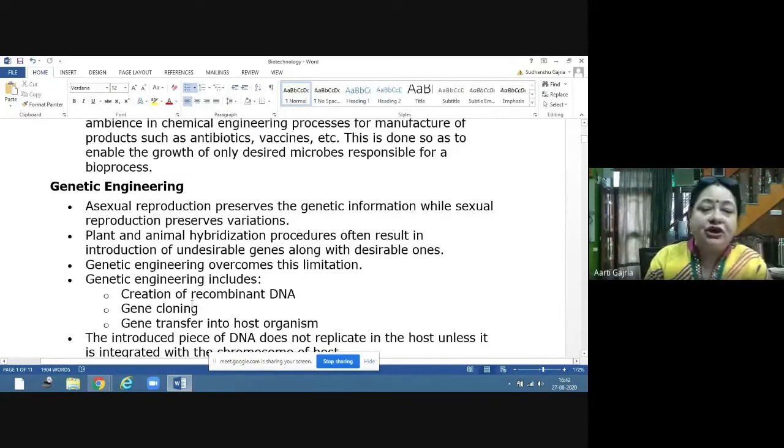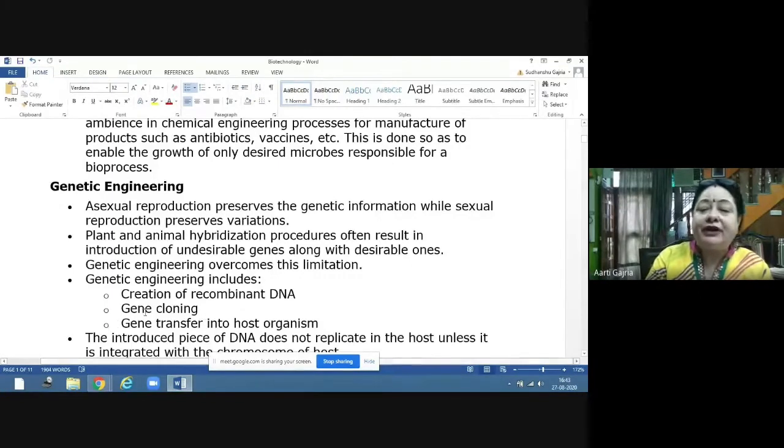Whereas sexual reproduction preserves variation. In sexual reproduction, you will get variation. Why? Because of meiosis, the formation of special cells which are called gametes. And then there is union of gametes for fertilization. So there is mixing of genetic material, and by mixing of that genetic material, we are ensuring variations.